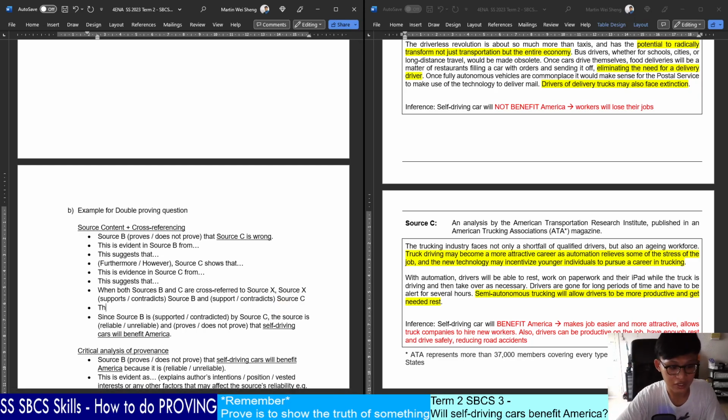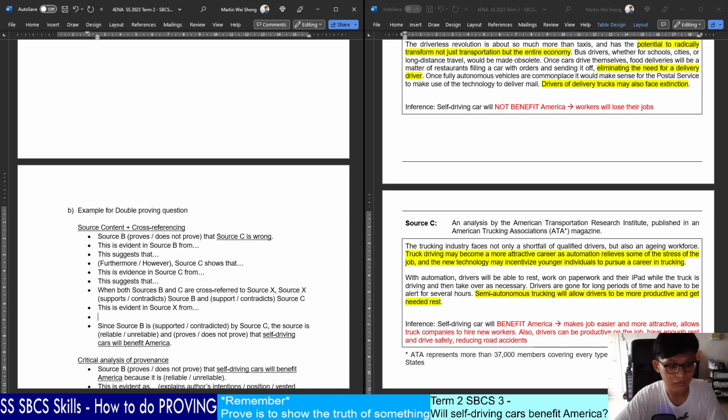Then you will say this is evident in source X from, this suggests that. So since source B is supported or contradicted by source X, the source is reliable or unreliable and proves or does not prove that, then you write your claim here: source C is wrong.